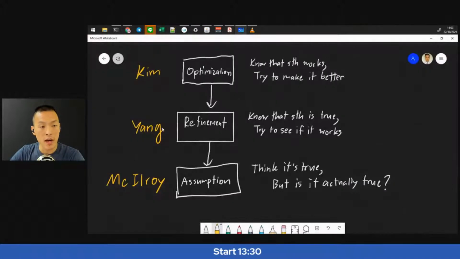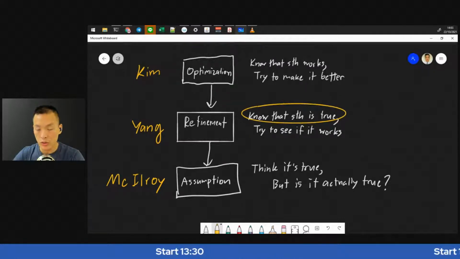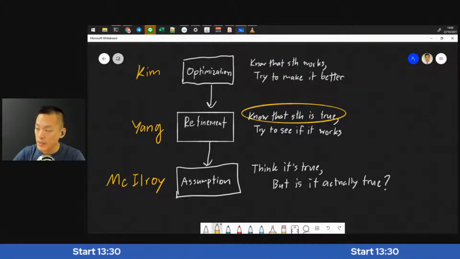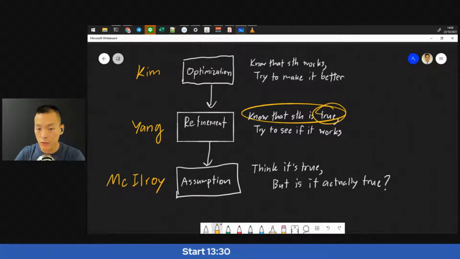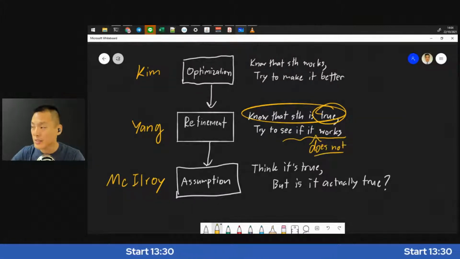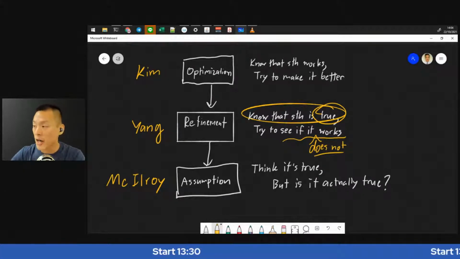So why is this in the refinement and not in the optimization or assumption, right? For this, it takes something that is true or that we think is true, right? That discount always makes customers happier. It takes something that we think is true and we try to see if it works, right? And this paper shows that it does not work, right? Giving discount does not work if you are a luxury hotel. That is why this paper or research project is in the refinement level.